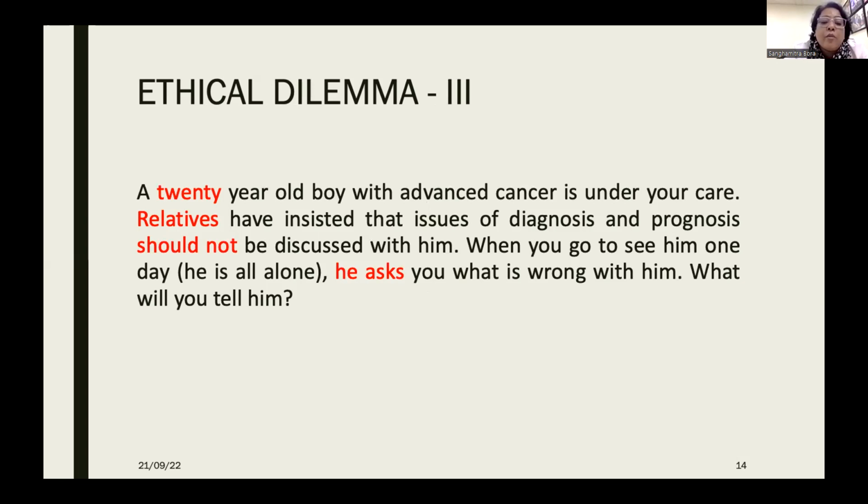This is a 20-year-old boy with advanced cancer, and he's under your care. So the relatives have insisted that issues of diagnosis and prognosis should not be discussed with him. Now, you go for a round and you see that he's alone that day. Now, being all alone, he asks you, what is wrong with me? Now, what will you tell him? Any responses?